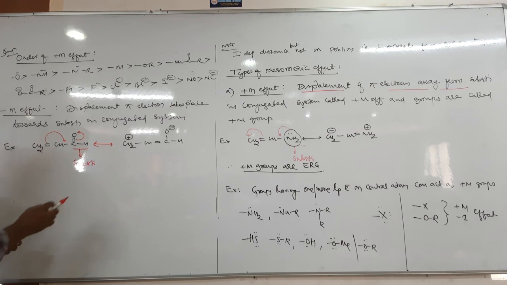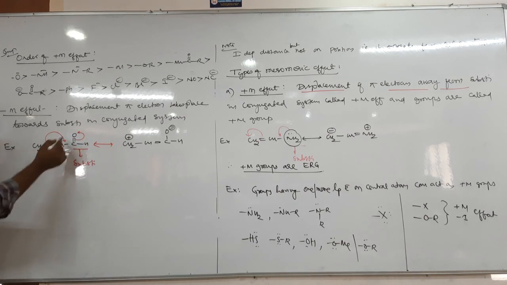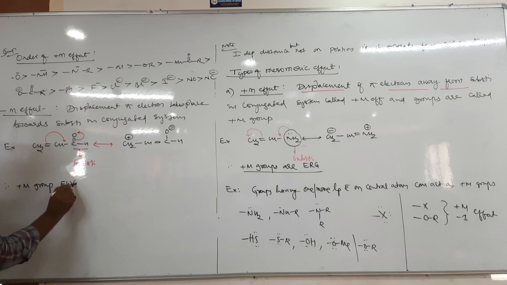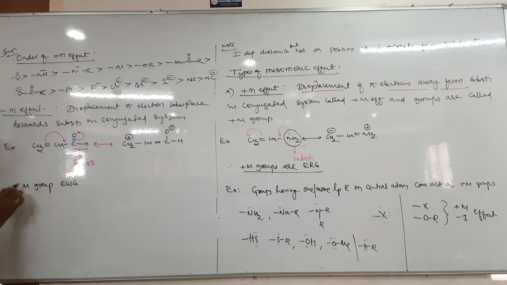And this group is called what? So minus M group is an electron withdrawing group.